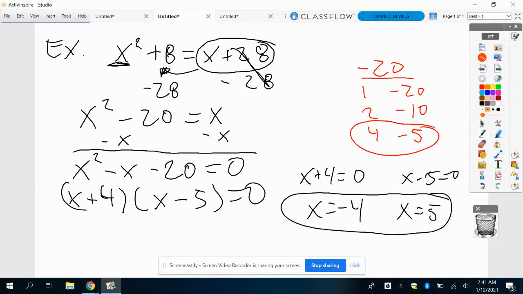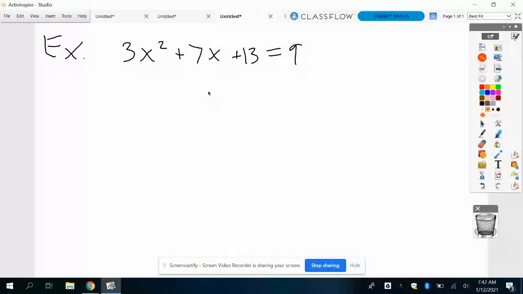Okay? So again, your equation has to equal 0. You have to get to this point in order to solve these. So let's look at one more example. So here's our last example. We got 3x squared plus 7x plus 13 equals 9. So we want to start by getting this to be 0. So we need to subtract the 9 to both sides of our equation. So we end up with a 3x squared plus 7x, and then a 13 minus 9 is a plus 4 equals 0.